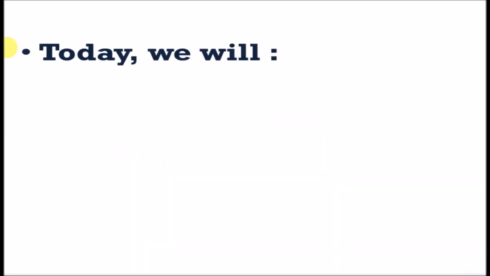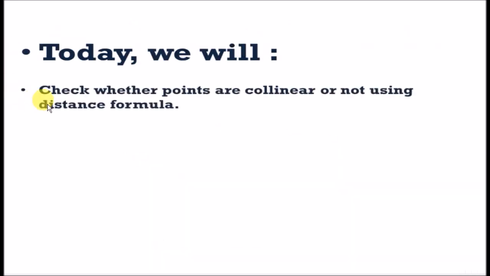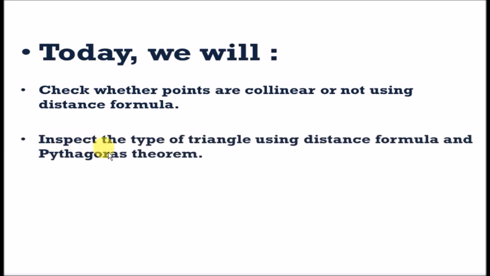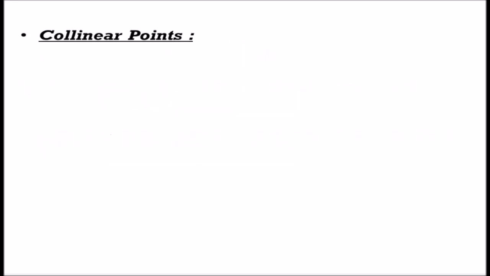The objectives for the day are, the first thing that we'll do is check whether points are collinear or not using distance formula. Before doing that, we'll check what collinear points actually mean. Secondly, we are going to inspect the type of triangle using distance formula and Pythagoras theorem. So the first topic for the day is collinear points.